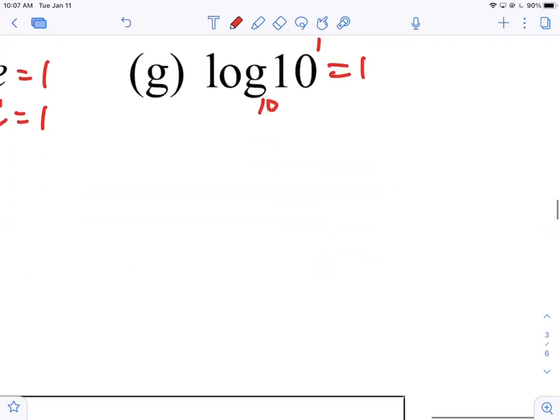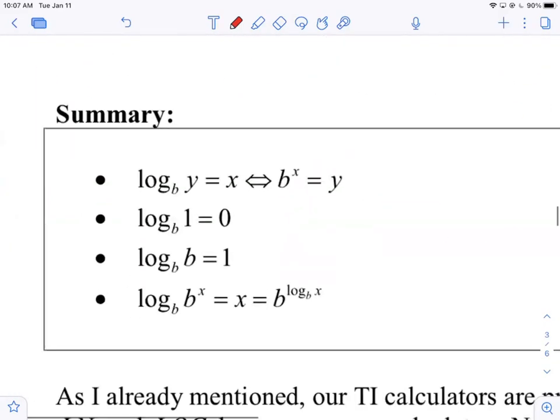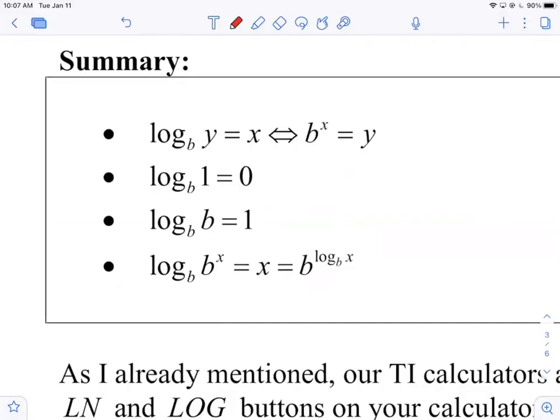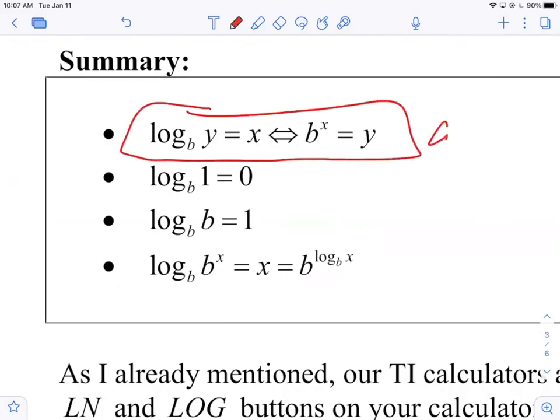All right. So here's the summary. We're summarizing, we're practicing, then we're summarizing again, then we're practicing, and we're summarizing some more. Super important. This property right here that we already wrote down is called the conversion formula. That allows you to go back and forth between the two different sentences. They have to be equations, right? That's the if and only if statement.